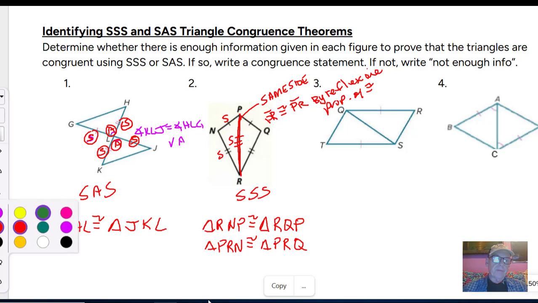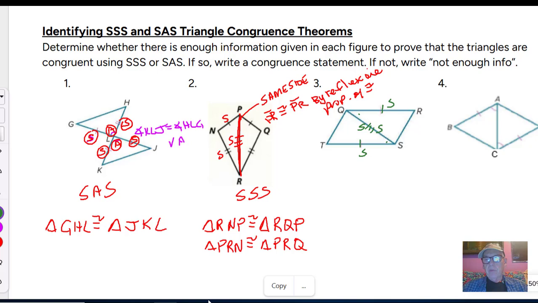So let's look at number 3. In number 3, this QS side is shared between 2 triangles, and this QR side and this TS side is also labeled as congruent. So far we have 2 sides shared between the 2 triangles. So we either need an included angle, which would be this angle here, to be congruent, and really they may be congruent, but we don't have enough information to say that they are.